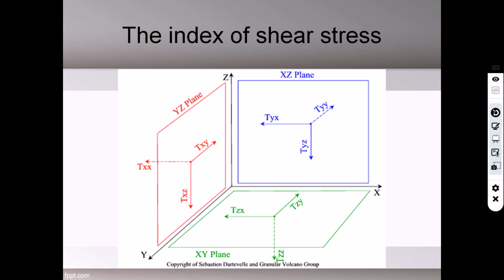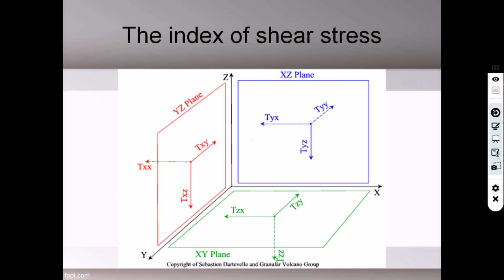Okay. Let me repeat it again. So the first index indicates the surface that will receive this shear stress. And the second index is the direction of the force, because the shear stress is in the same unit as pressure, right? So once you have the surface, you multiply the shear stress with the surface, you get a force, right? And force will have what? The direction. So the second index is the direction. The first index is the surface.